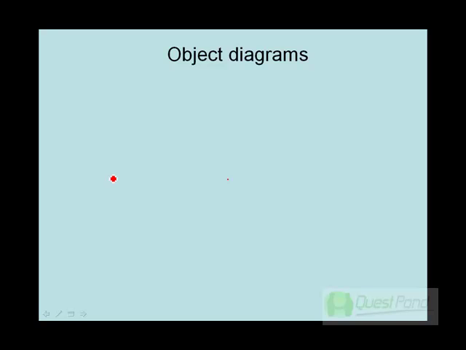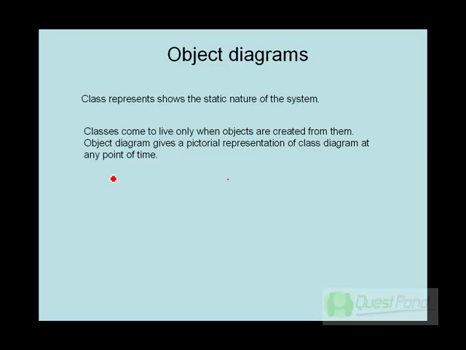When we talk about classes, they basically represent the static nature of a system. But finally, classes become live when objects are created from them. So if you have a class called CLS invoice, it is just a prototype, just a data type. In order that this CLS invoice comes into the live software, you need to create objects. And when objects are created, they are created with data.